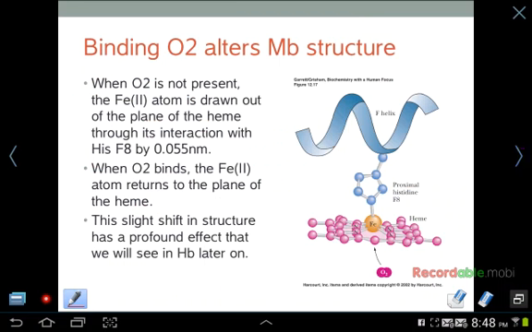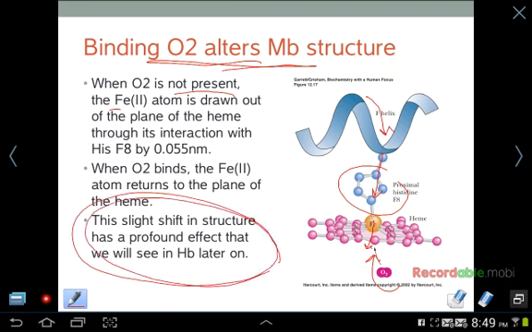Now, what's interesting is binding of oxygen alters the myoglobin structure. When oxygen is not present, the iron atom is drawn out of the plane due to its interaction with the histidine F8 by 0.055 nanometers. Now, when oxygen comes in and binds, it actually will pull iron back into the plane of the heme, which also pulls on the histidine, which then pulls on the helix. Now, we'll talk about how this structural effect has a profound effect on the binding of oxygen to hemoglobin later on.